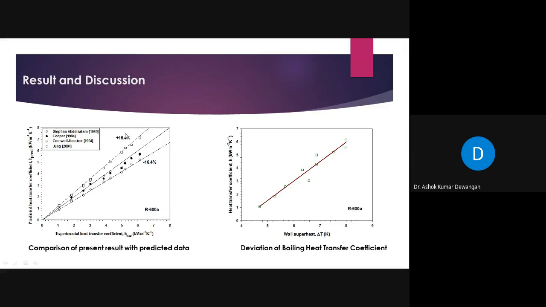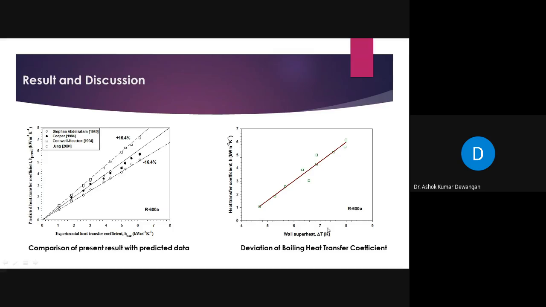Among these correlations, the deviation is smallest using the Stephan correlation and the Cooper correlation for this refrigerant. And the result obtained from this present work shows good agreement with the predicted result, and consequently this setup is reliable for a given operating condition and temperature measurement.